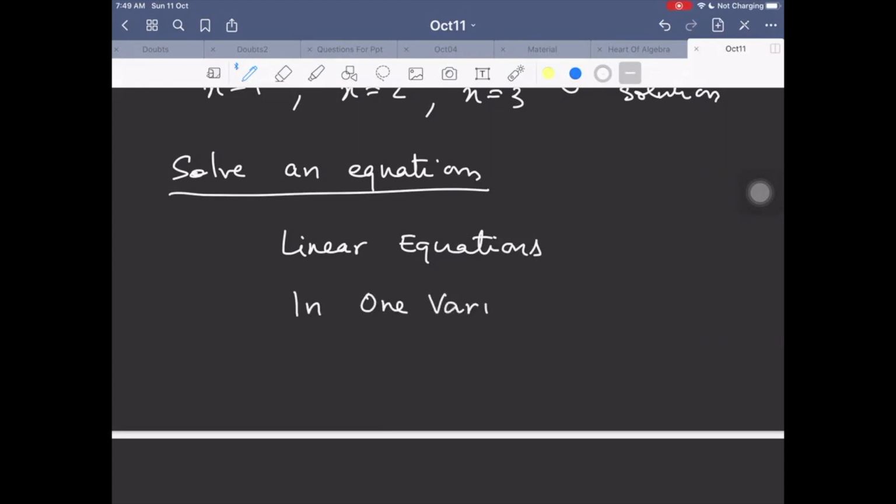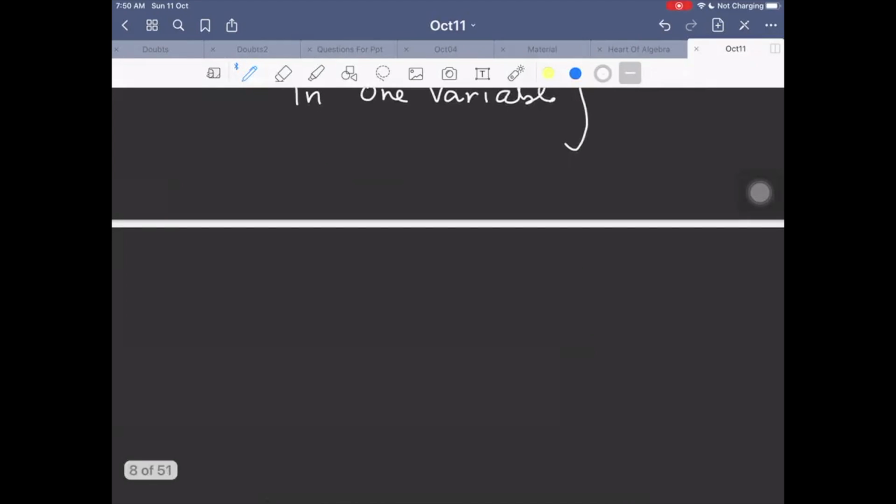Okay, so we're going to discuss the simplest of the equations that you will ever encounter. Okay, this is the easiest stuff. And of course, these are the most frequent ones that you will encounter, right? So we are going to talk about linear equations in just one variable. Okay, so let's go step by step. So let's try to see the simplest equation.